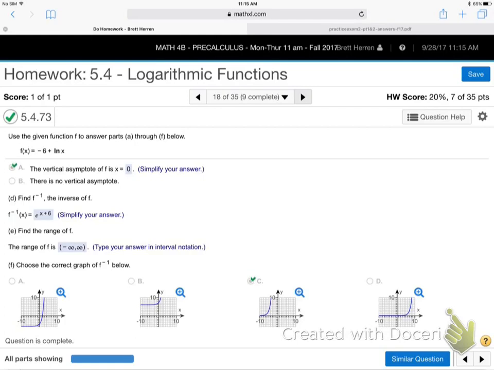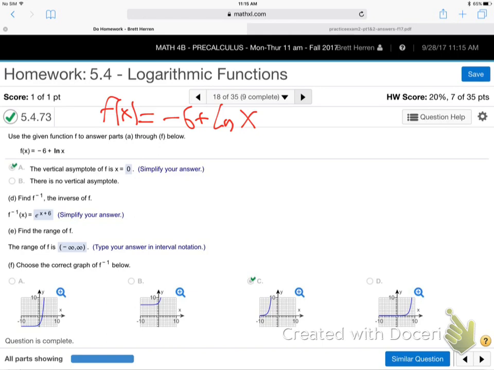So here's number 18. f of x, the original function, is negative 6 plus natural log of x. They begin by having you graph the original. So basically the next questions, 17, 18, 19, 20, 21, 22, 23, so 7 questions here in the middle of this section, are super long and super important.